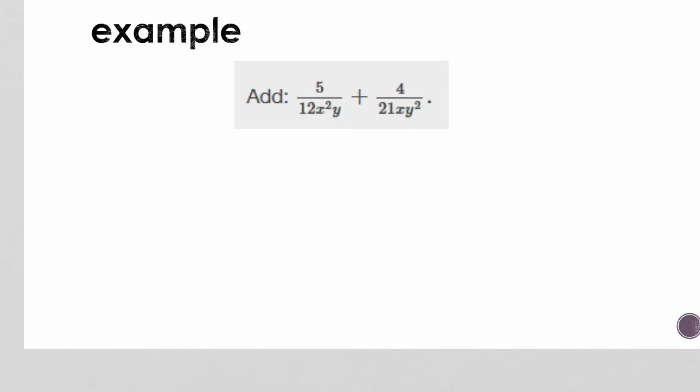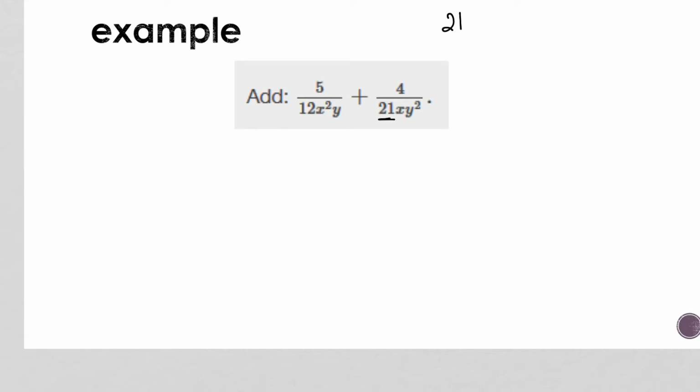All right, just a reminder how to do a problem like this. Okay, so first of all, let's look at the 12 and the 21. So what is the smallest number that 12 and 21 can both go into? Here's how I do it. You may do this a different way, and that's okay as long as we end up with the same thing. But I take my larger number, which is 21 in this case, and I list out multiples of 21.